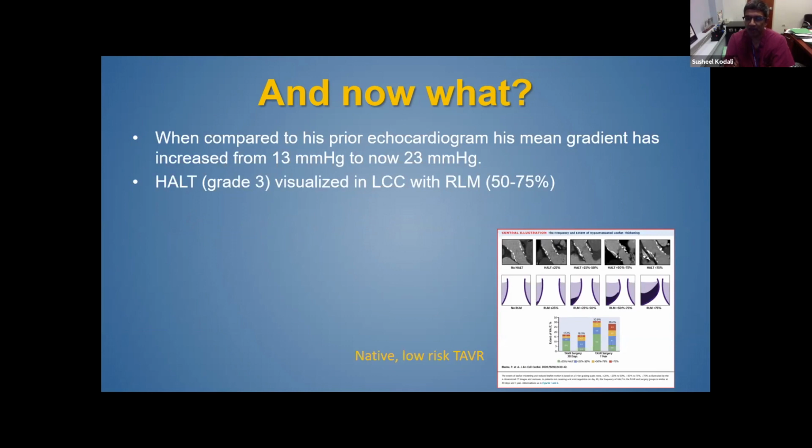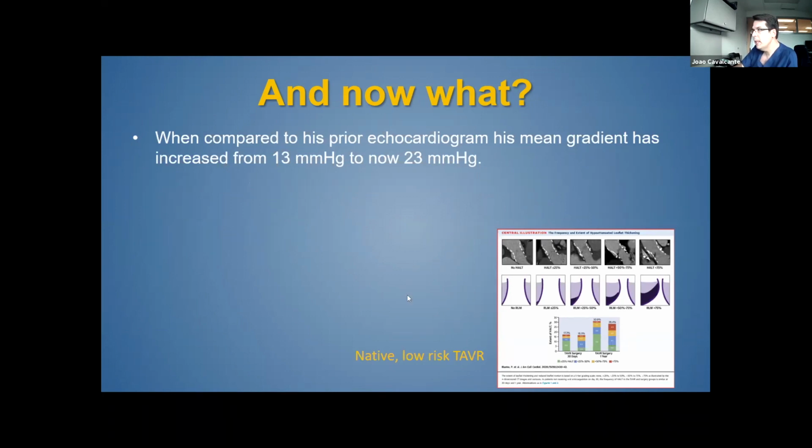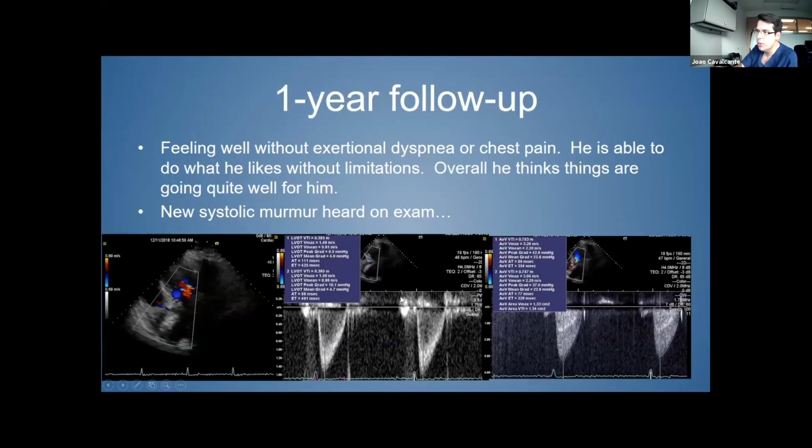Didn't really get a gradient increase, but when you looked at the calculated valve area, there was definitely a significant reduction. So I think the only thing I would say is sometimes I'm a little bit nervous about just using the gradient, and really calculating DI and valve area and noticing a change. That's why systematic echoes at discharge and in 30 days post-procedure are important, because you see that change. Yeah. And I just wanted to point it out too, Sushil, that there was an increase also in transvalvular flow, at least measured by the LVOT VTI.